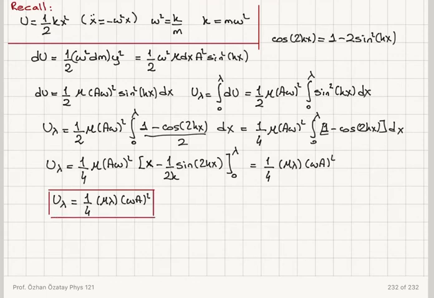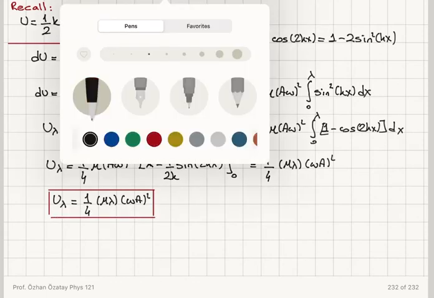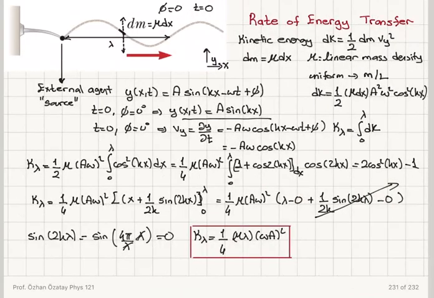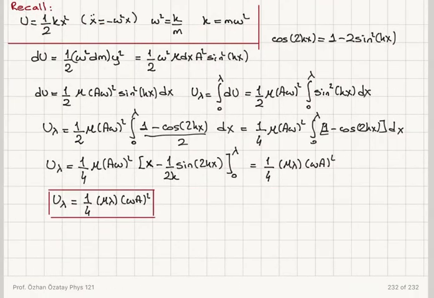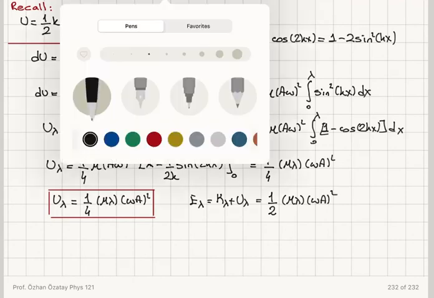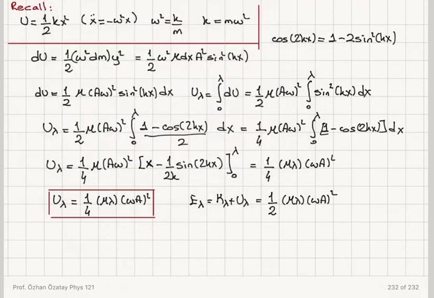So the energy is shared equally between potential and kinetic, so that I have the total mechanical energy carried in one wavelength, kinetic plus potential, is going to be equal to 1 over 2 mu lambda omega squared a squared. So that's the total energy carried in one wavelength.